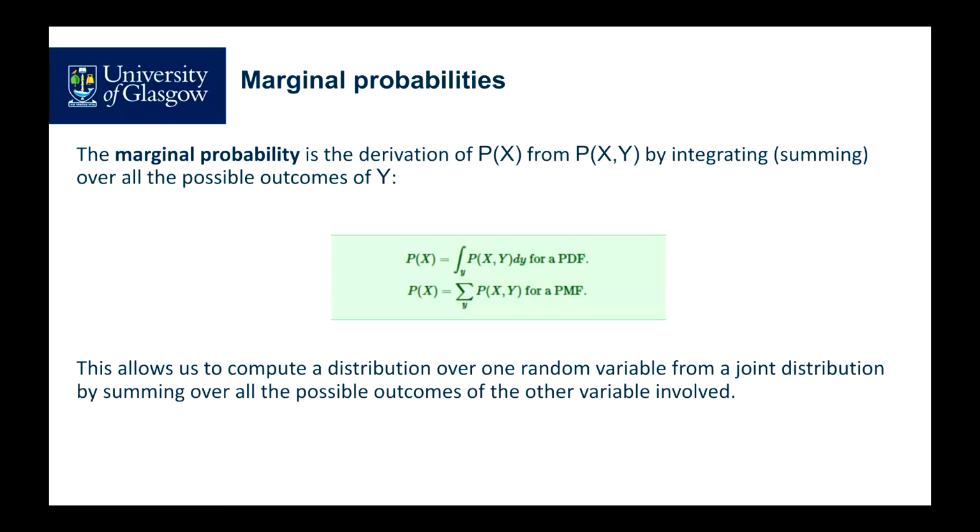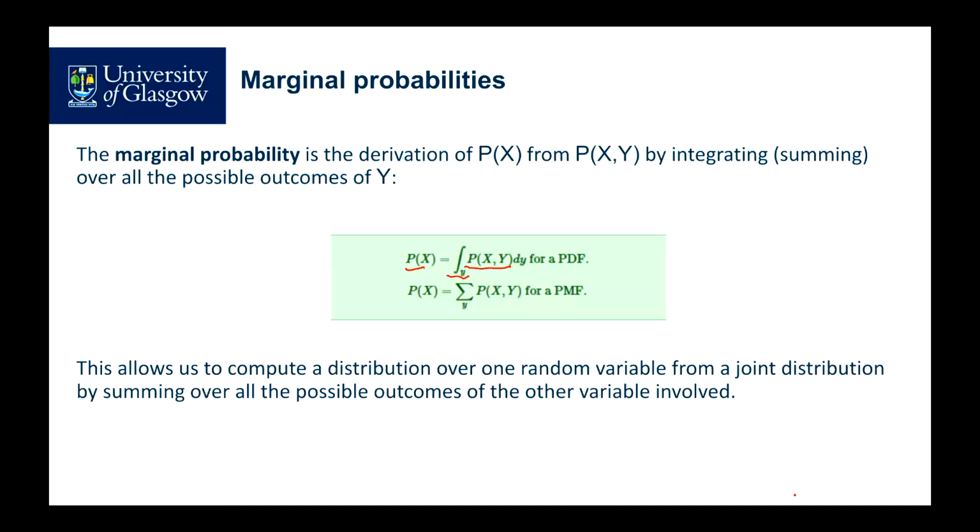Marginalization is really the derivation of the probability of x from the joint probability p of x, y. Effectively, you do this by just integrating all the joint probability over all the possible outcomes of y. So in practice, what it means is that the probability of x can be obtained by taking the integral over all values of y of the joint probability of x and y. And that is the case for a continuous distribution.